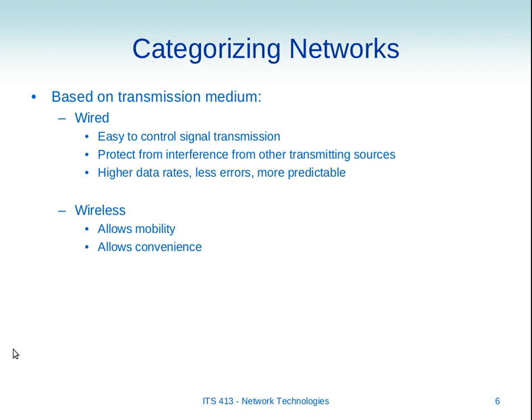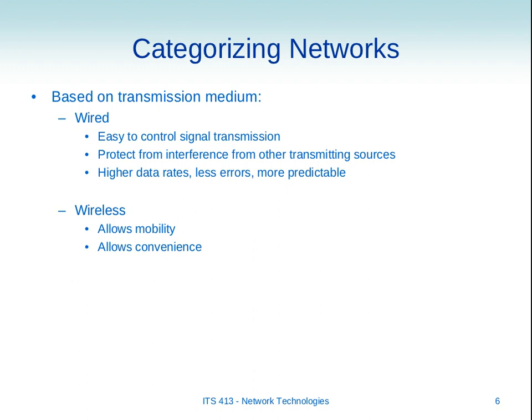How else can we categorize networks? We've done it based on geographical coverage, based upon the users, based upon the transmission medium, wired versus wireless. It's an easy classification. Technologies that are wired versus those that are wireless. In a wired transmission medium, it's easy to control the signal. It stays within the wire, basically, with protection. It's relatively easy to protect from interference from other sources. Because our signal stays along the wire, we can have multiple wires next to each other, multiple cables, and they will not interfere with each other if we have the correct protection on them. As a result, we can get higher data rates, fewer errors, more predictable speeds, constant data rates.